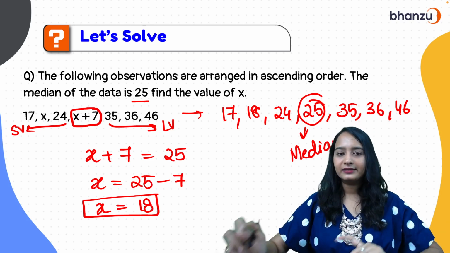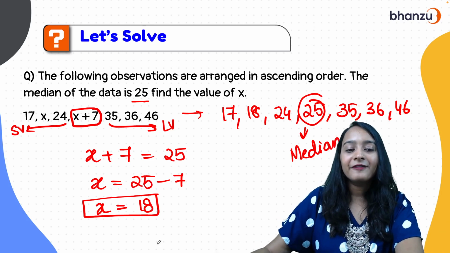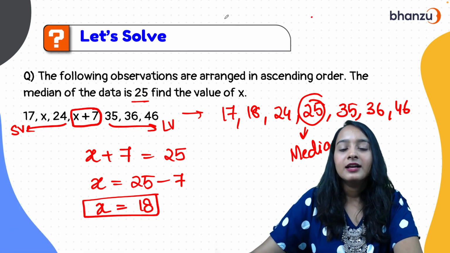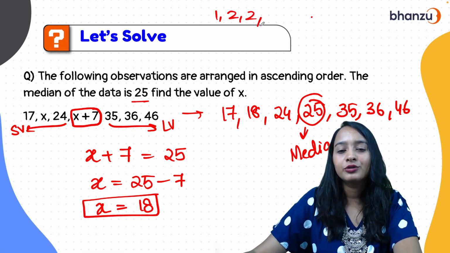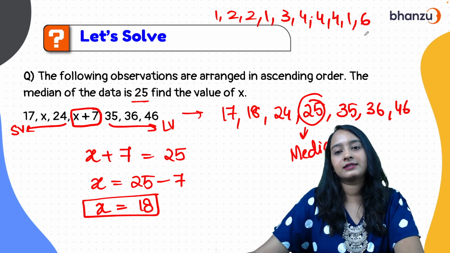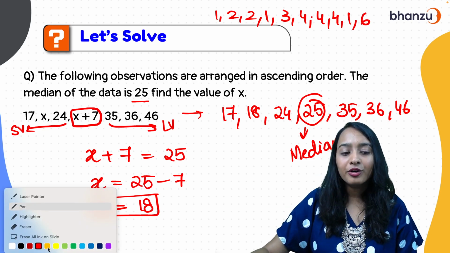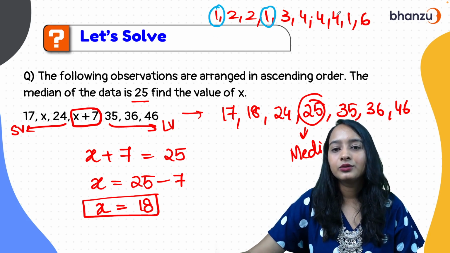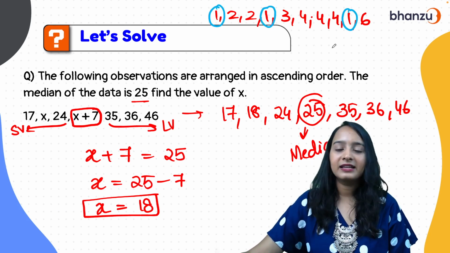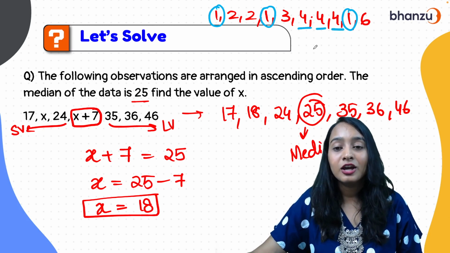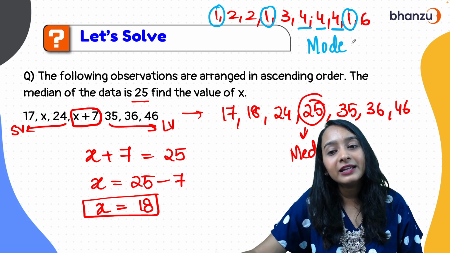Now, I want to tell you another interesting thing about mode. Now, for example, suppose you have 1, 2, 2, 1, 3, 4, 4, 4, 1, 6. Now, what is the mode of the data here? You'll count. 1, 2, 3. 1 is written 3 times. 4, 4, 4. 4 is also written 3 times. So, what will be the mode of the data?